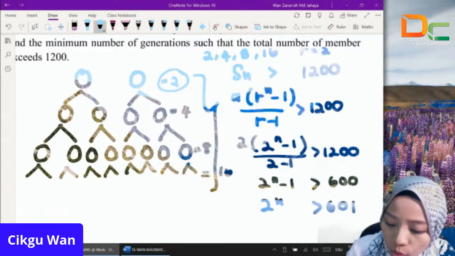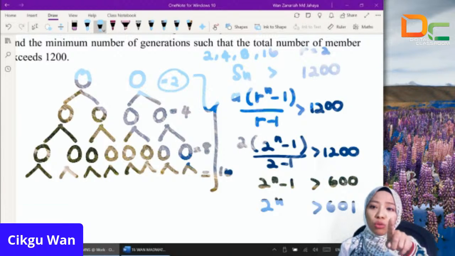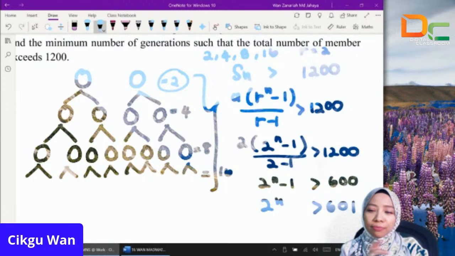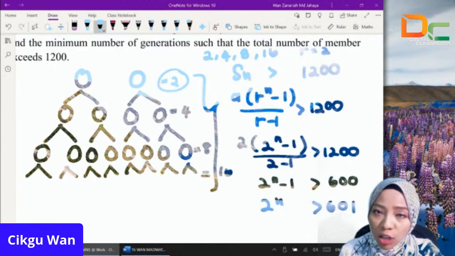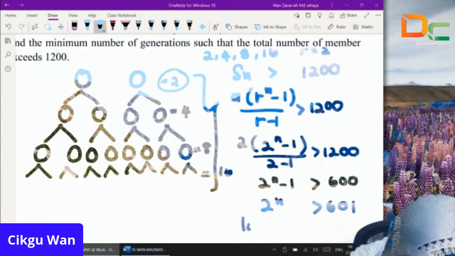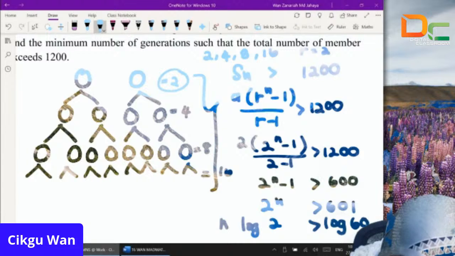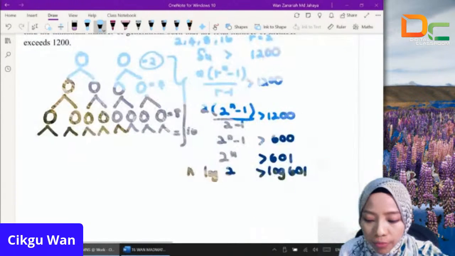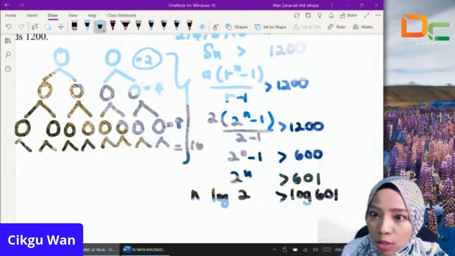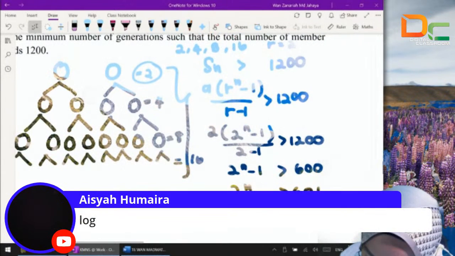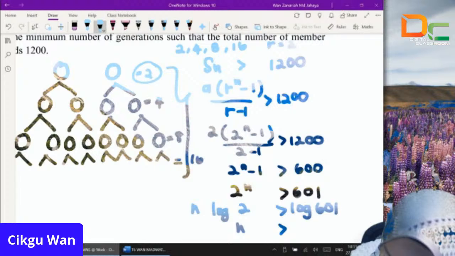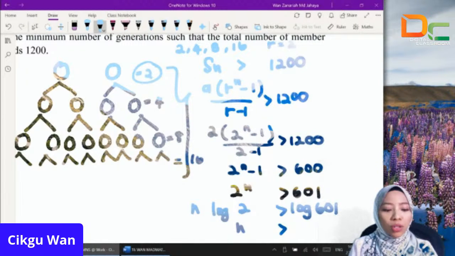So again, we want n. What are we going to do if we want n? Drop it in the comments. Who comments first? We must take log on both sides. Yes, log 2^n is greater than log 601. Log both sides, yes. Hafiz Ilyas is the fastest. Luqman, try again. So n is, please press for me, log 601 over log 2, what do you get?